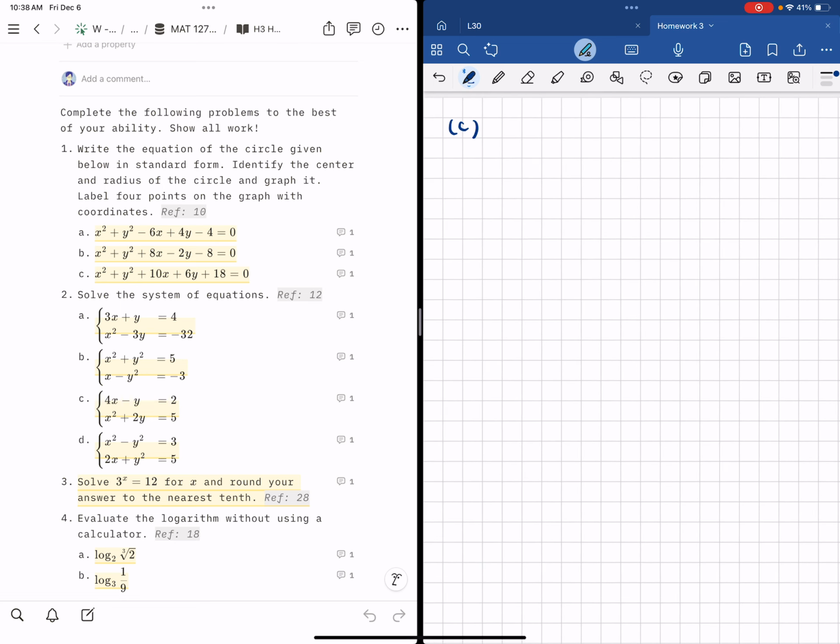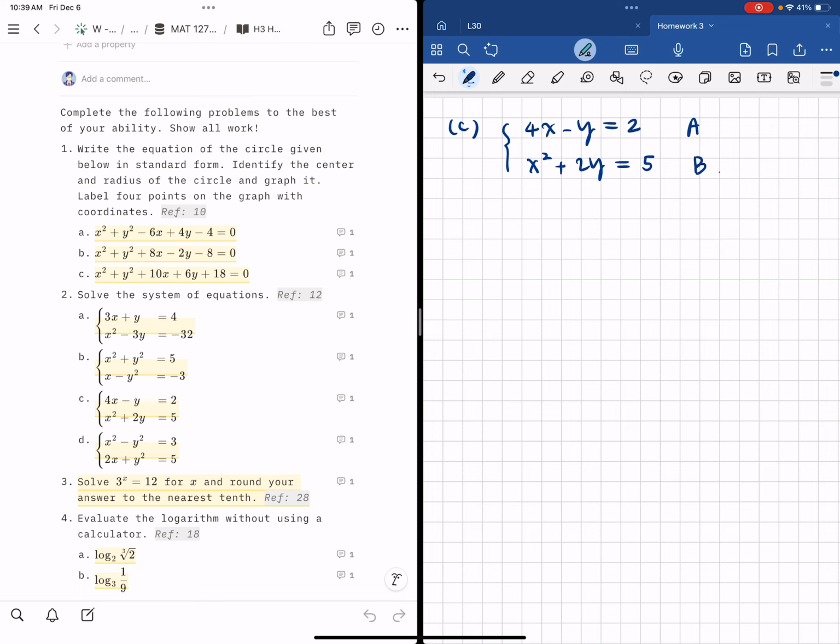Part C, 4x minus y equals 2, x squared plus 2y equals 5. Let's see what we can do to this system. I have a feeling that I might eliminate y, but you could also use substitution. Some of you might be thinking about substitution, right? Actually, substitution might not be bad. So I will probably do substitution.